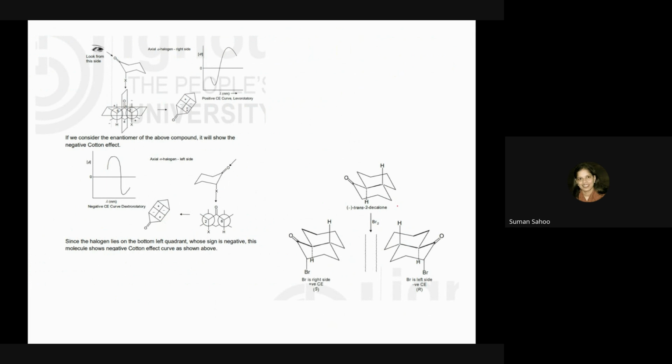So for example, in this trans-2-decalone, these two are mirror images of each other. If one is giving you a positive Cotton effect, for example this S enantiomer, which enantiomer should it be? As it is giving a positive Cotton effect, the halogen should be on the right. Viewing along this direction, the bromine is on the right-hand side, so that gives a positive Cotton effect. Whereas its other enantiomer, viewed from this side, has the alpha halogen on the left-hand side, so that gives a negative Cotton effect.